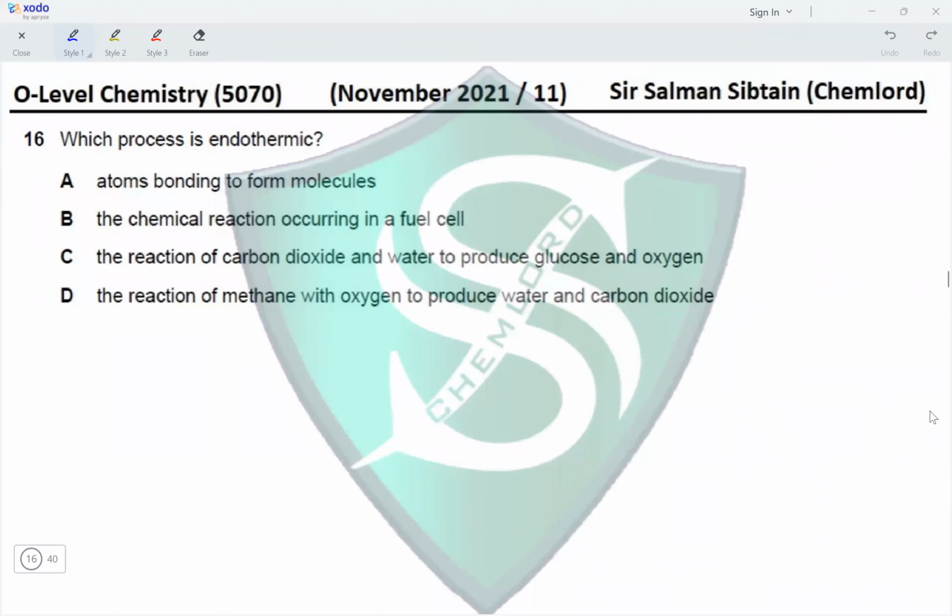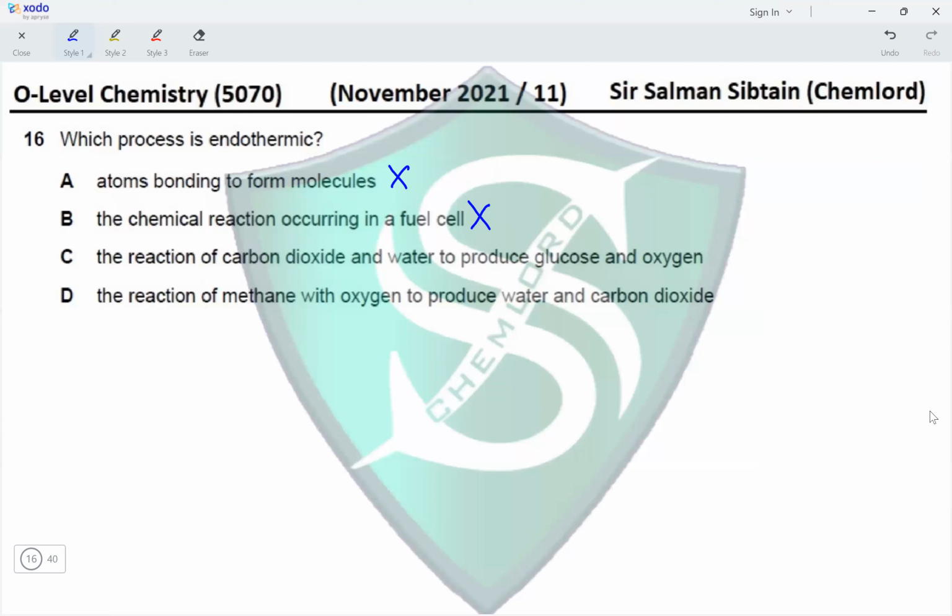Question 16. Which process is endothermic? A, atoms bonding to form molecules. So basically bond formation. Bond formation is exothermic. It gives off energy. B, the chemical reaction occurring in a fuel cell. When a fuel cell is working and the chemical reaction is taking place, it gets heated up, which means energy is being released. C, the reaction of carbon dioxide and water to produce glucose and oxygen.